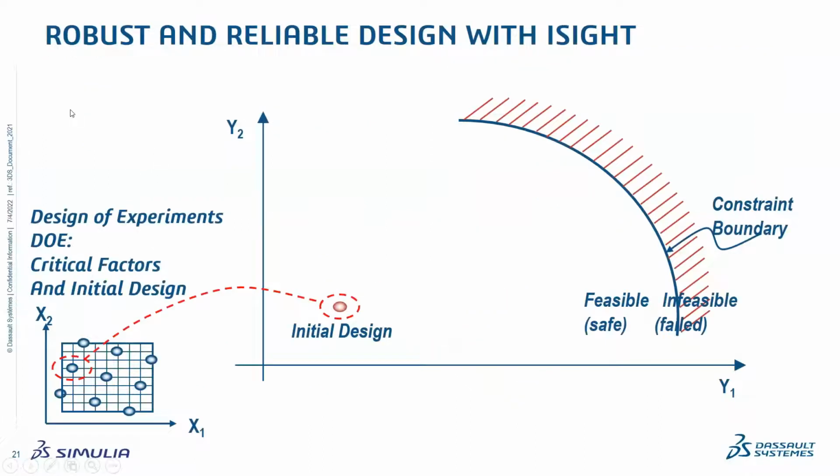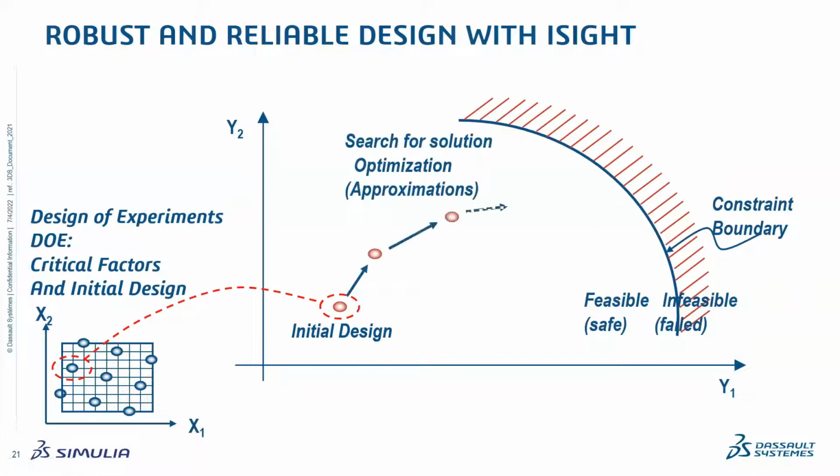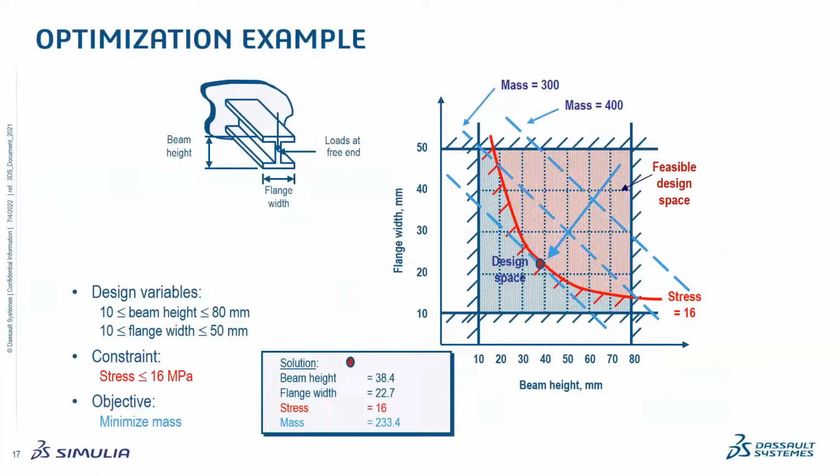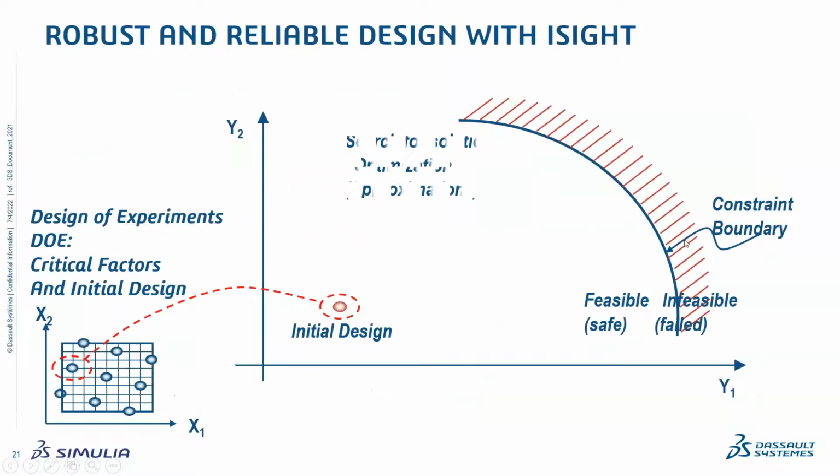And then we'll talk about robust and reliable design. Sometimes what might happen, as you see, is we start with the initial design and then we try to do an optimization. It might fall somewhere close to the boundary. In our case also, we saw that it is falling very close to the boundary. That's where we could get the minimum value of mass. So it is very close to the constraint boundary, as you see. Most of the time this is what would have happened.